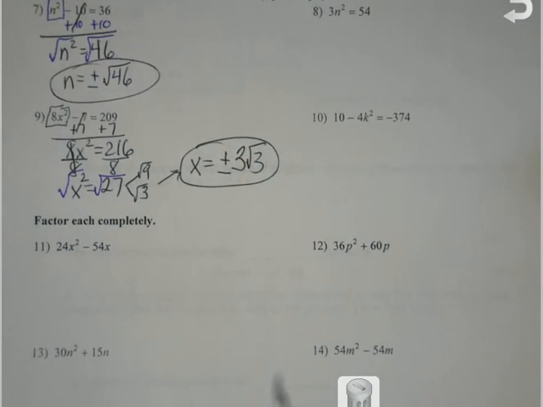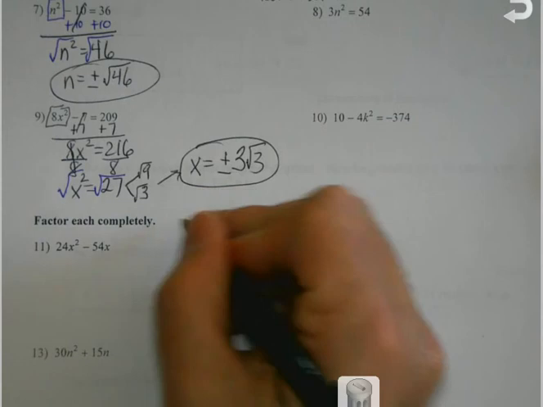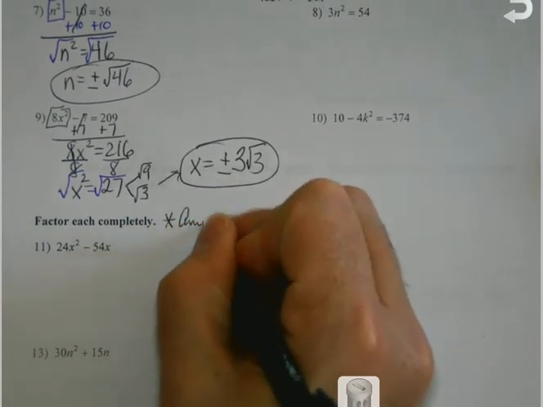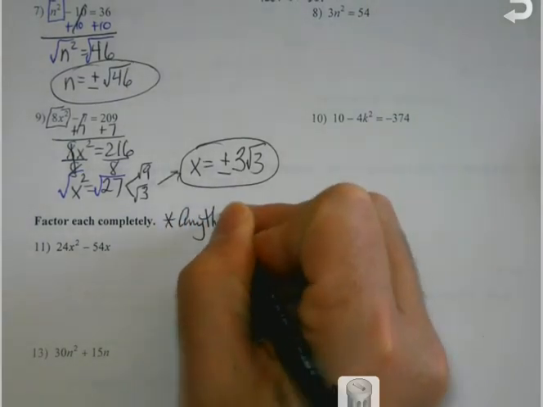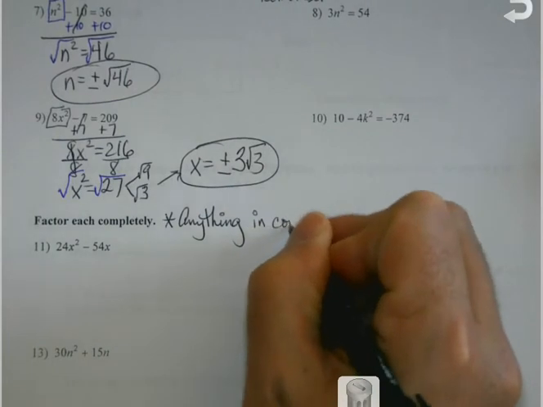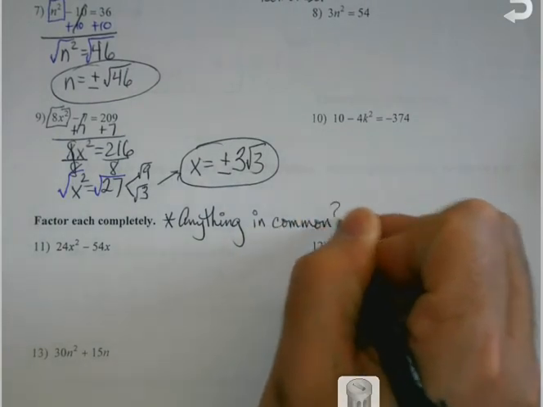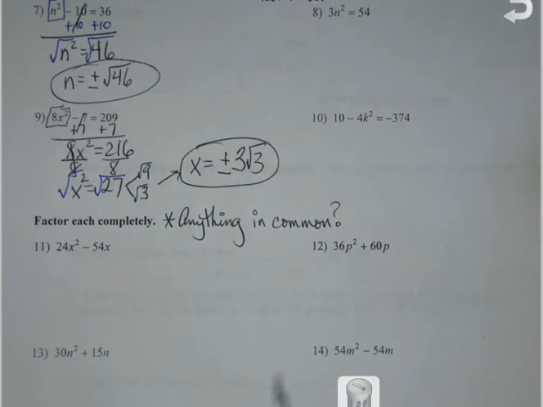Oh boy. Then the fun starts. Factor completely. I wrote this on a lot of quizzes yesterday, so I'll write it here. Anything in common. Does anything divide into 24 and 54? 6. Okay. And x. Nicely done. I didn't even have to ask. They both have x, and I can divide a 6 in.